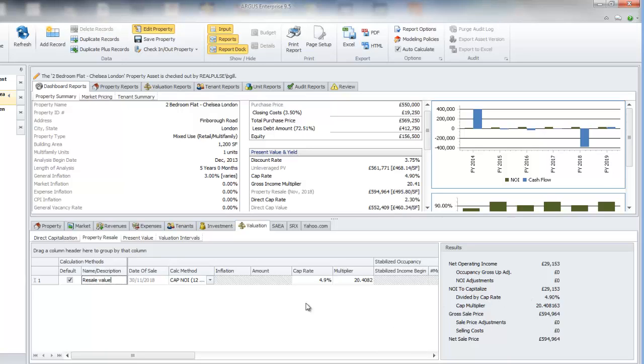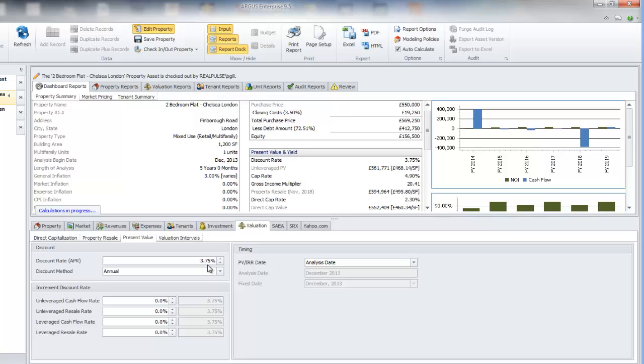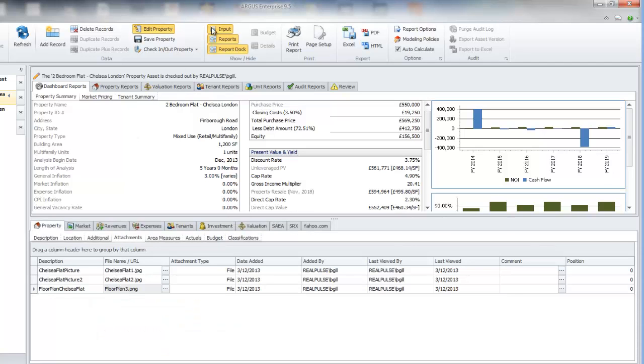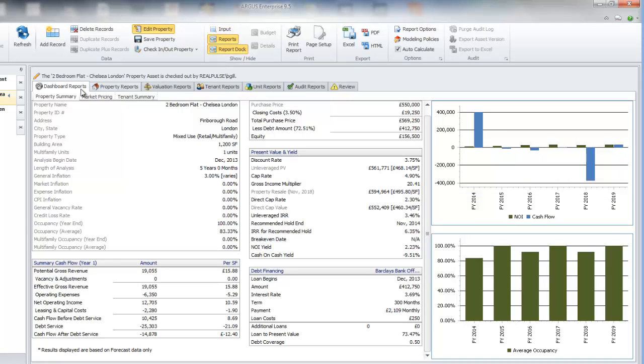In this instance, we're going to use a cap rate or yield of 4.9, and we're going to look to sell this property at the end of 5 years of this investment for close to $600,000. I'm also using a discount rate of 3.75 for my discounted cash flow analysis to work out the present value of the investment that I'm looking at. And once you have got that, that's it. The rest of the data is automatically populated by ARGUS.